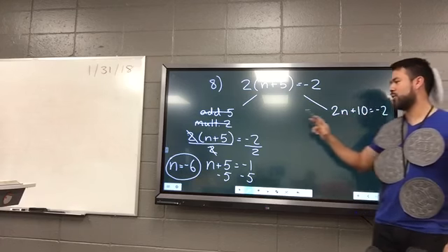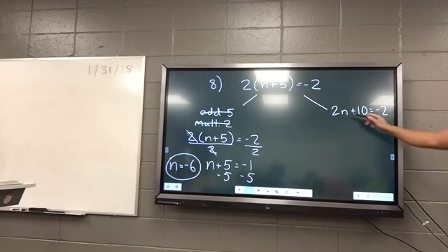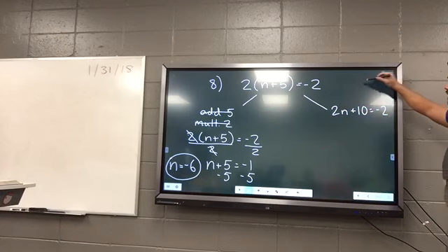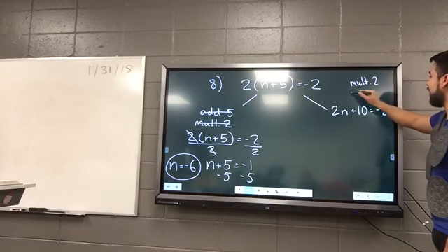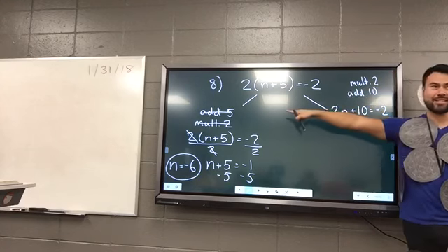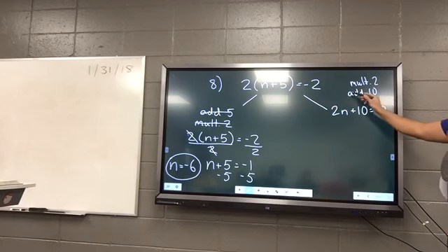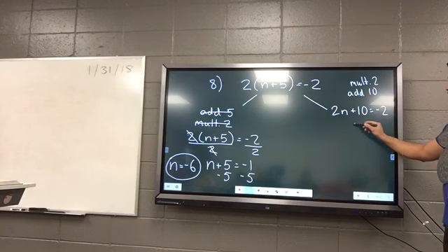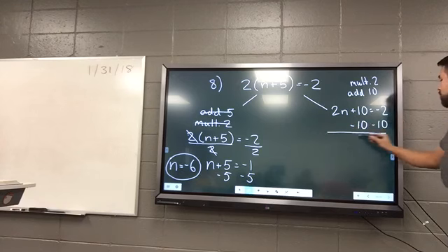Mr. A, these are totally different problems. You will not get the same answer. Well, let's find out. What's happening in this problem first? Multiply by 2, and then added with 10. Oh, that does not look like the same thing. Well, let's keep working. How do you undo addition of 10? Subtract 10 from both sides. And you will get 2n.